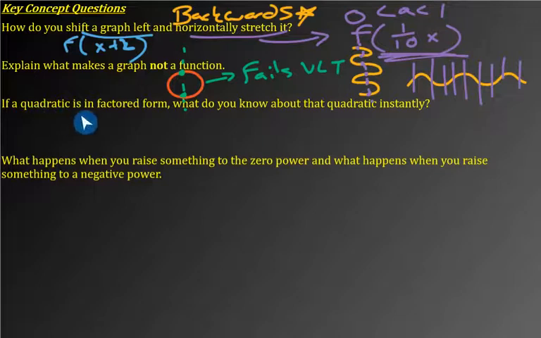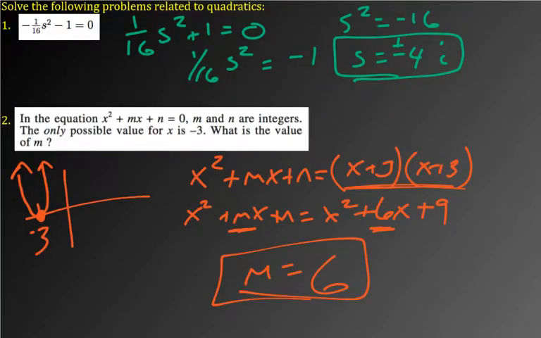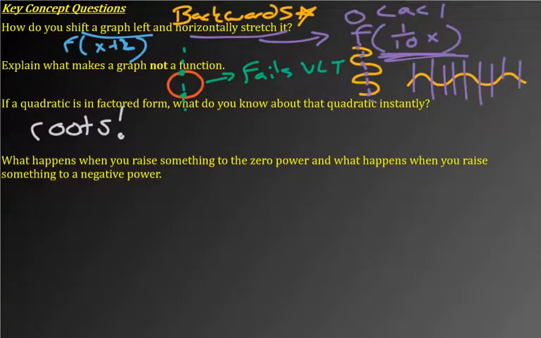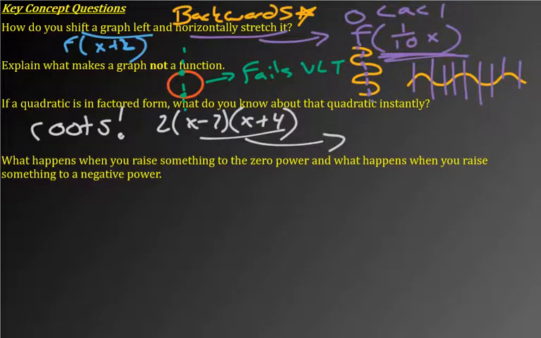All right. If a quadratic is in factored form, what would you know about that quadratic instantly? And the answer to that one is the roots, right? We've honestly already used it a little bit over here in this problem. So, if we see a quadratic that's like 2 times x minus 7 times x plus 4 or something like that, we can look at those factors. That's in factored form, right? And we would know the roots of that thing are the opposite of those numbers inside. So like 7 and negative 4, okay? Very important you know the connection between roots and factors.